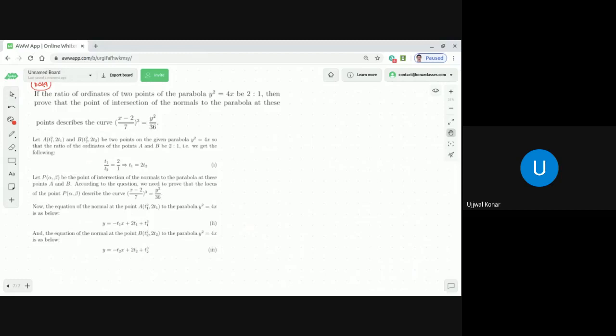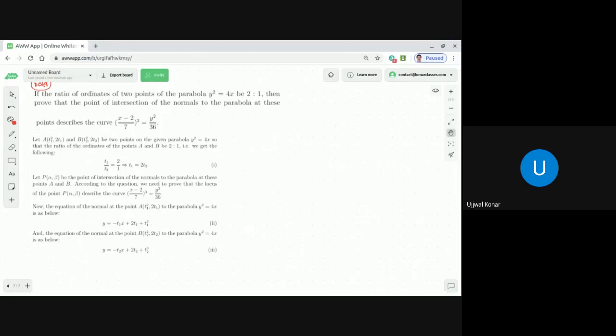let the coordinates of A be t1 square, 2t1, and B be t2 square, 2t2, be the 2 points on the parabola y square equal to 4x. Generally, the parametric point on the parabola y square equal to 4ax is at square comma 2at, but in this question it is 4x, a is 1, hence at square becomes t square and 2at becomes 2t.